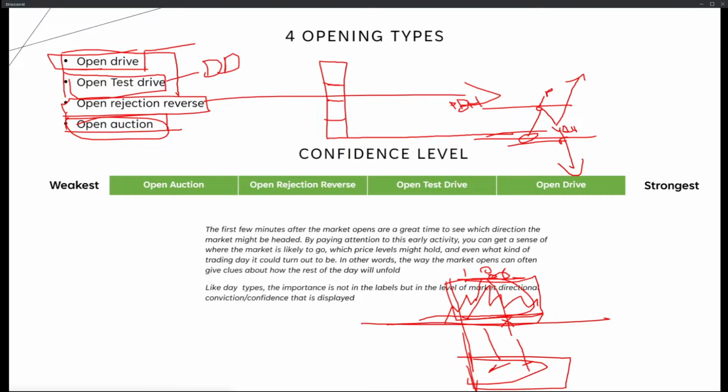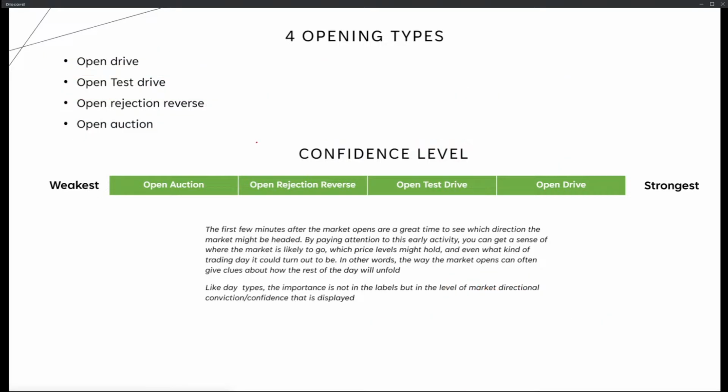Would an open drive be like a capital P or a lowercase p? Always. Typically, that's the result on this one. You have a P or a B. And the open rejection reverse would also be the double distribution, you said? It can be, right? It can start.